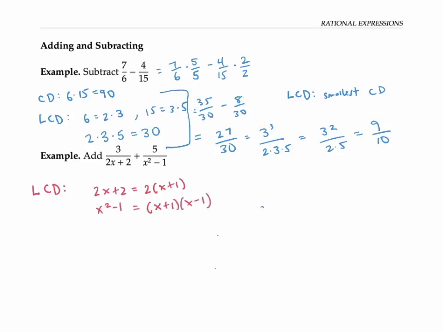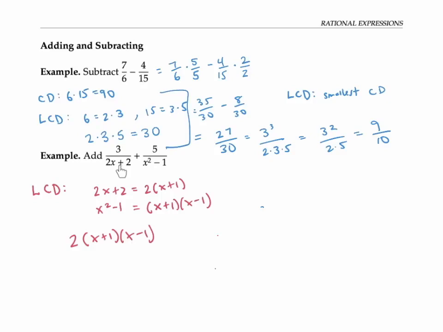Now for the least common denominator, I'm going to take all the factors I need to get an expression that each of these divides into. So I need the factor 2, I need the factor x plus 1, and I need the factor x minus 1. I don't have to repeat the factor x plus 1, I just need to have it one time. And so I will get my least common denominator 2 times x plus 1 times x minus 1. I'm not going to bother multiplying this out. It's actually better to leave it in factored form to help me simplify later.